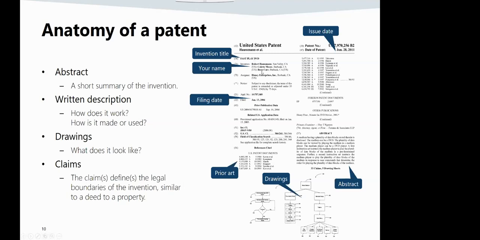The title, the inventors, and the assignee. And we'll talk about the difference between an inventor and an assignee in a bit, as well as the dates that the application was both filed and issued. I'll note here that this one was filed in 2004, but it didn't issue as a patent until 2011. And we'll talk a little bit about that later.